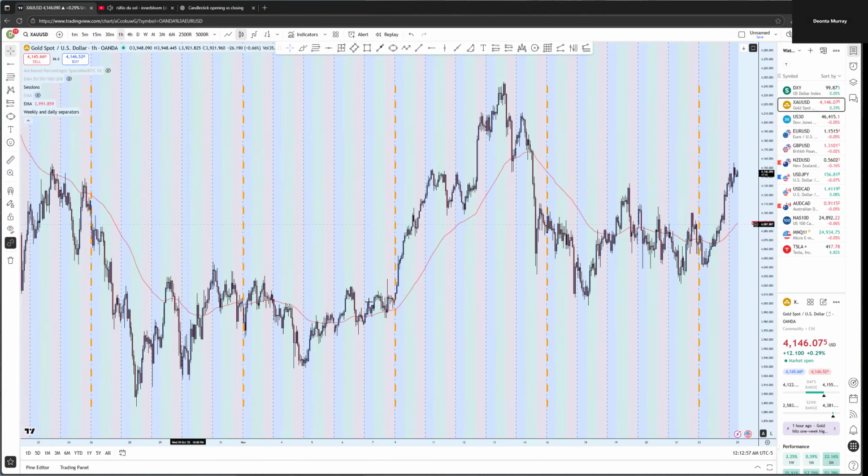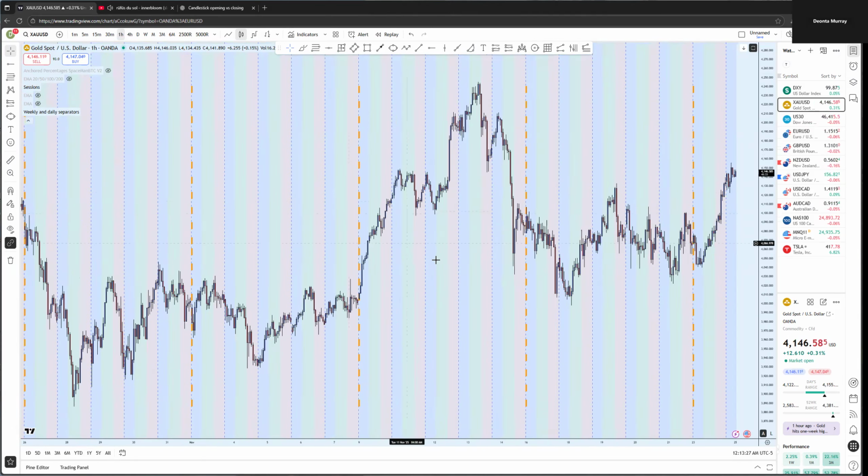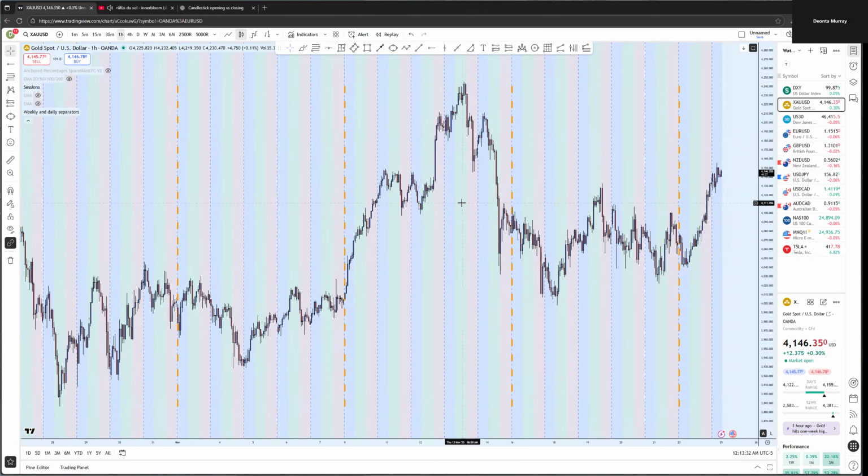So as you can see, my chart kind of looks different. All I did was I got indicators over here, right? Different things that I use or tested in the midst of backtesting, right? Just different EMAs and weekly separators so I can know which week I'm in. Up here is the anchor percentage spaceman, which is good too, and gives you different levels. I'll show you how to use it in another video, and I'm not going to use it now. So what I'm gonna do is show you guys how to take daily trades on gold.